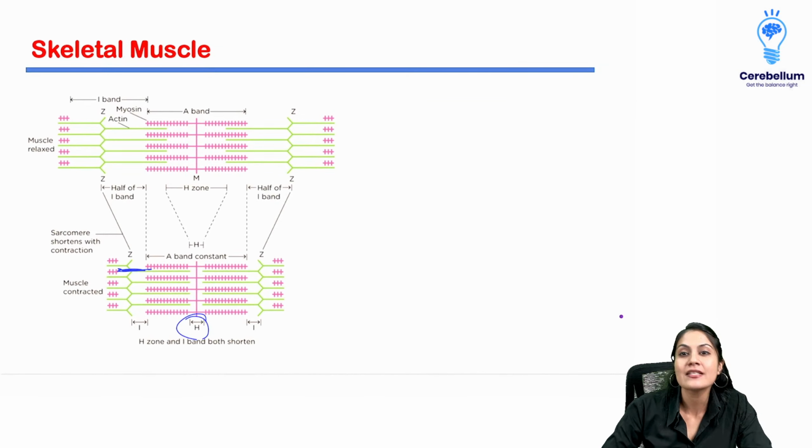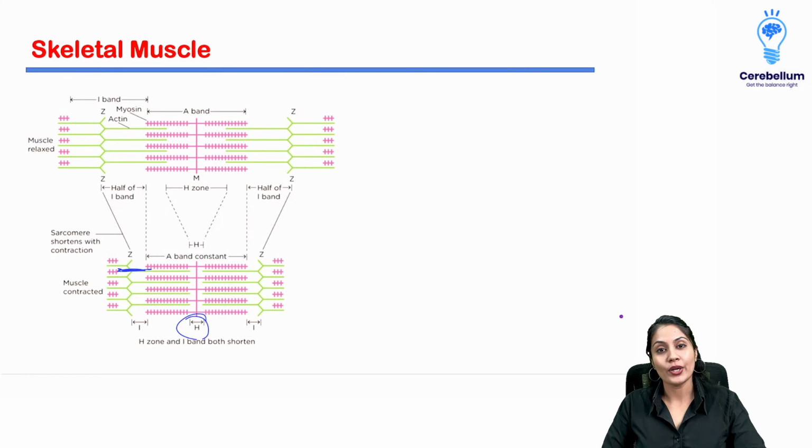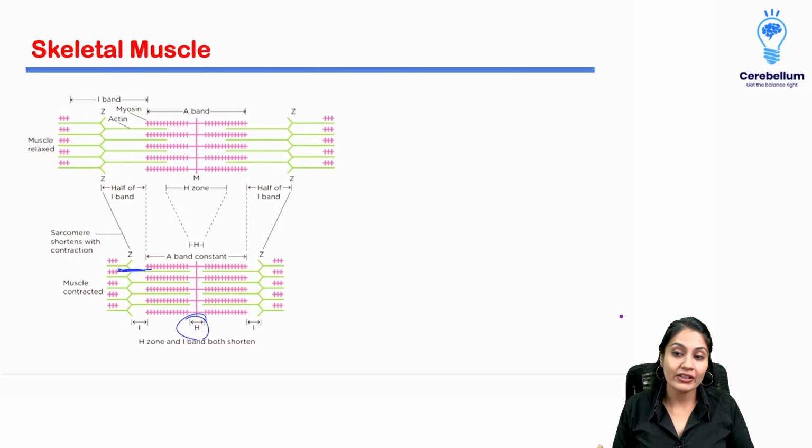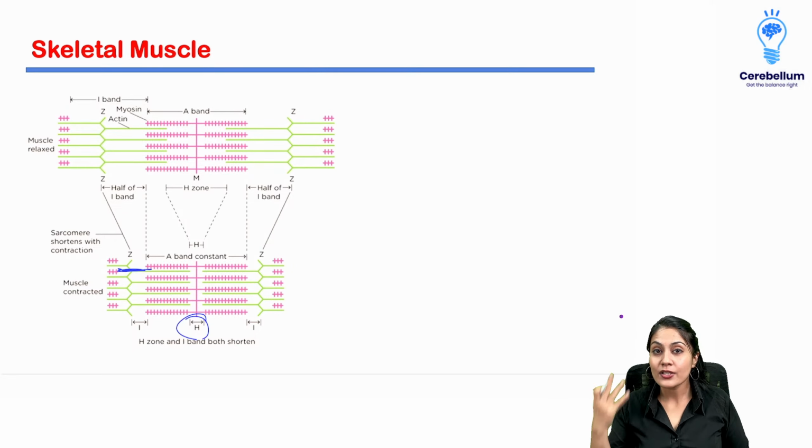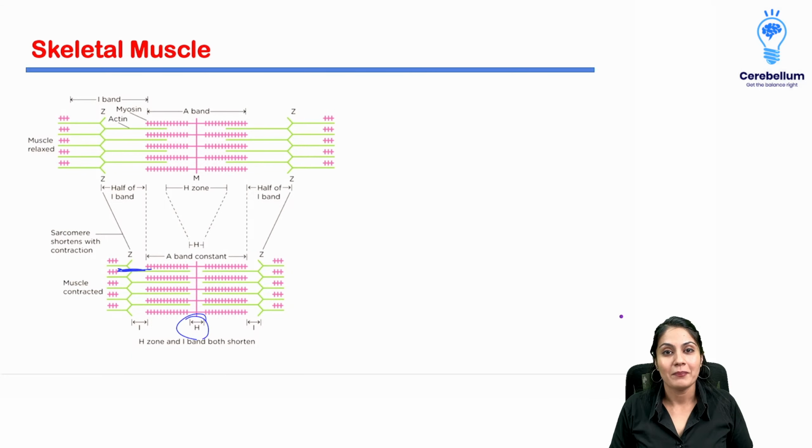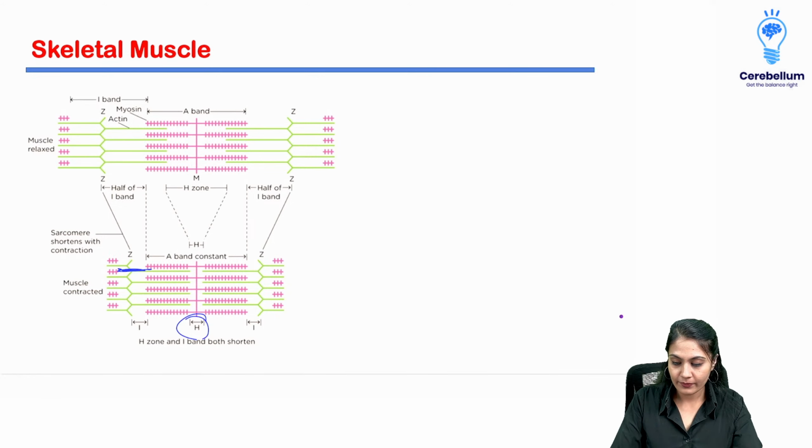Everything is going to decrease, or everything is going to change its length, or it is going to come closer, or even the H zone is going to disappear. But Ma will never change. Ma will never change, right? So that is M line and A band.